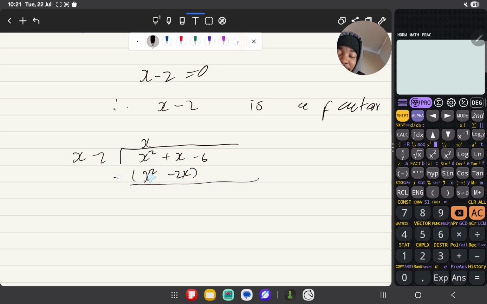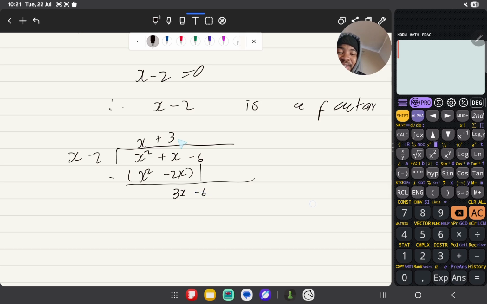Then you are doing your subtraction, 0 there. x minus 2x, that's 3x, right? 3x divided by x, plus 3. Oh my god, come on. And I forgot to bring down the 6. So 3 times x, that is 3x. 3 times minus 2, that is minus 6, right? Then you do your subtraction and you're getting 0.